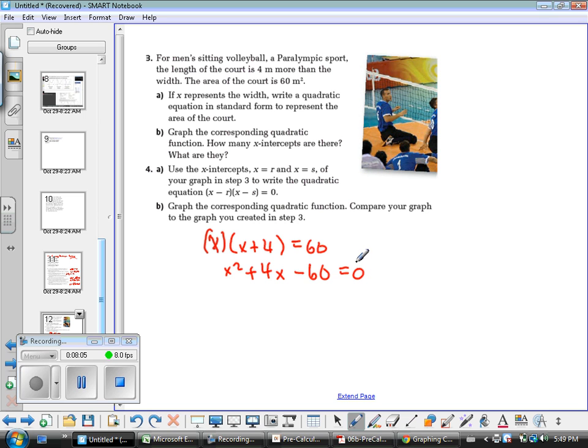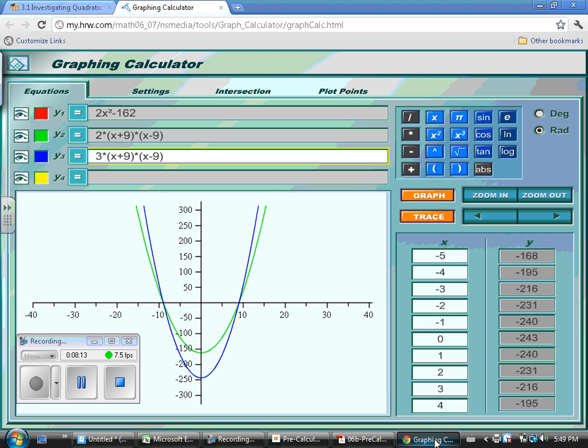Okay, graph the corresponding quadratic function and see how many x-intercepts there are. So I'll go back to this online tool, x squared plus 4x minus 60.